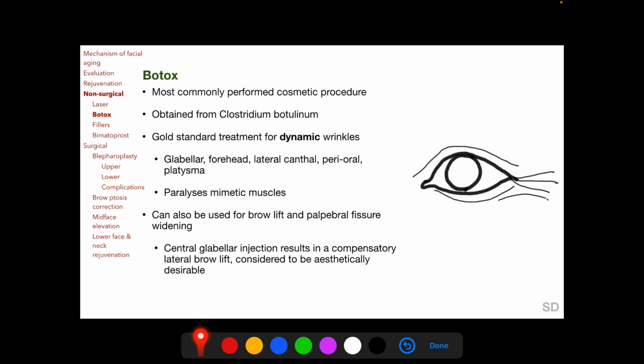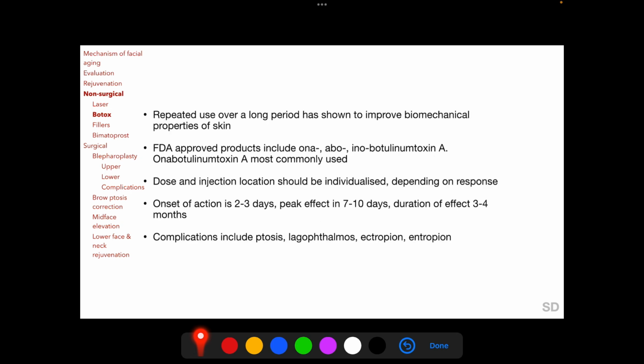Botox can also be used for brow lift and widening of the palpebral fissure. A central glabellar injection results in a compensatory lateral brow lift, which is considered to be aesthetically desirable. Repeated use over a long period has been shown to favorably improve biomechanical properties of the skin, and FDA has approved several varieties of botulinum toxin A, among which botulinum toxin A is the most commonly used.